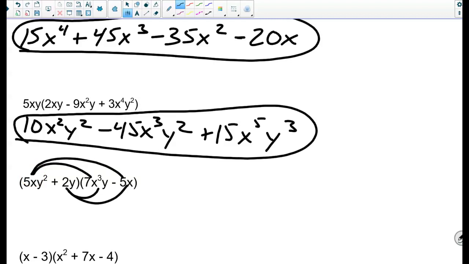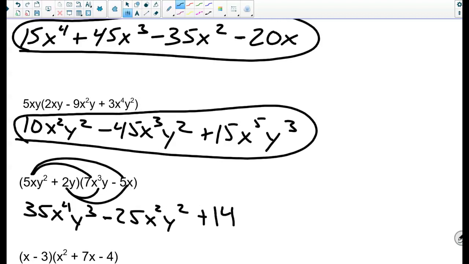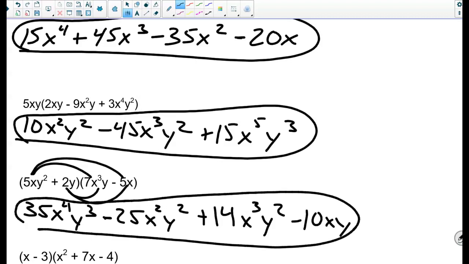So 5xy squared times 7x cubed y, 5 times 7 is 35. X times x cubed is x to the fourth. Y squared times y is y cubed. 5xy squared times negative 5x minus 25x squared y squared. 2y times 7xy cubed times y plus 14. We're going to end up with x cubed y squared. And 2y times negative 5x minus negative 10xy. And there's nothing you can combine here. So that's your answer.